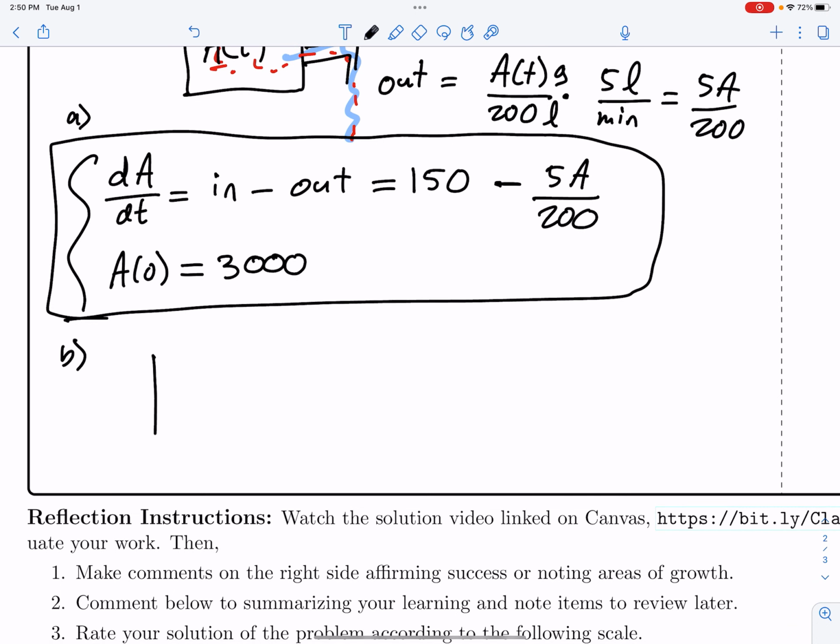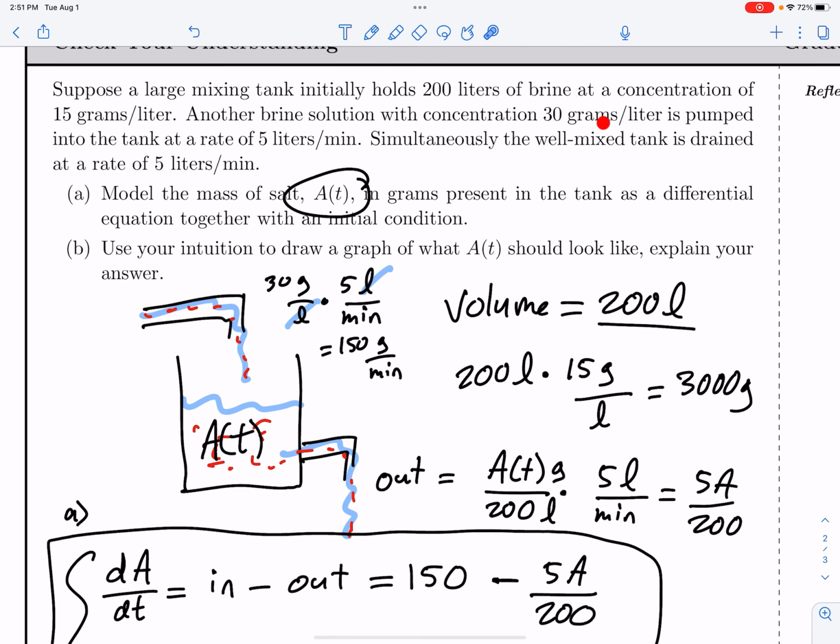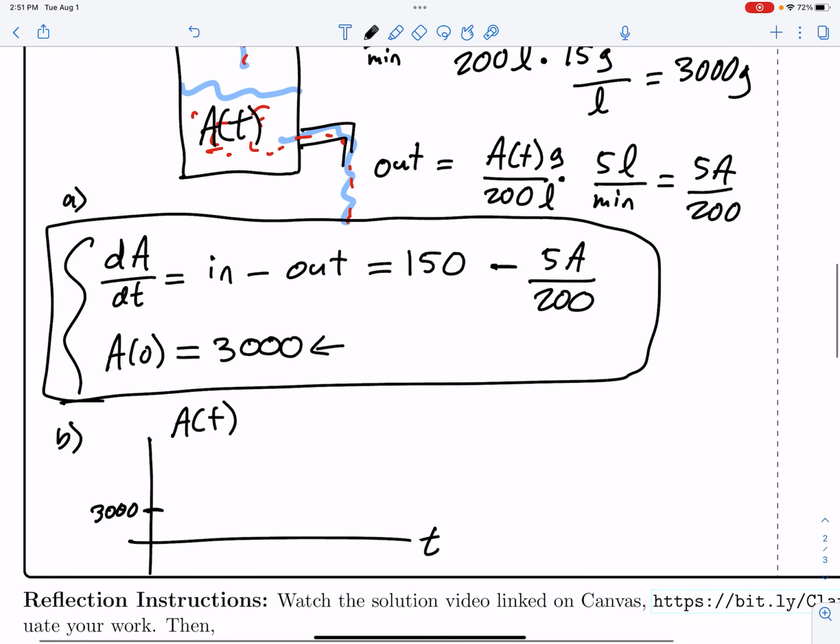Okay, well, I know that A of t should start at 3,000, right? Because initially there is 3,000 grams of salt in the tank. In the long run, the water is going to be 30 grams per liter and a volume of 200 liters. So if I do 30 times 200, that is 6,000. So in the long run, it should work its way over to about 6,000 grams of salt in the tank. And I guess you could wonder, so my graph should go up and over to 6,000.